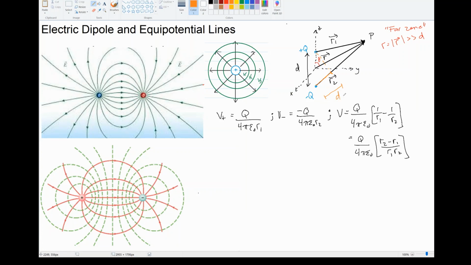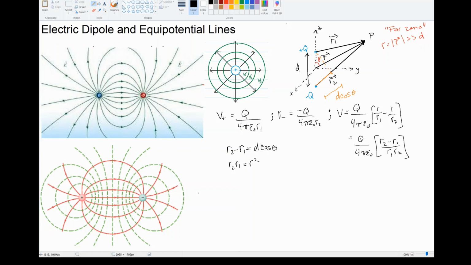And that distance, it turns out, is about d times cosine of theta. And as P gets further and further away from the origin, R1, R, and R2 approximately have the same length, and that length being R. So R1 is about on the order of R, R2 is about on the order of R. That's all to say the following: R2 minus R1 is d cosine theta in an order of approximation, and R2 times R1 is about R squared, where R is the length of vector R.